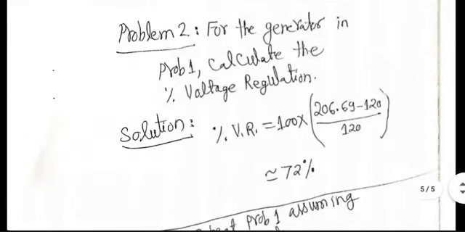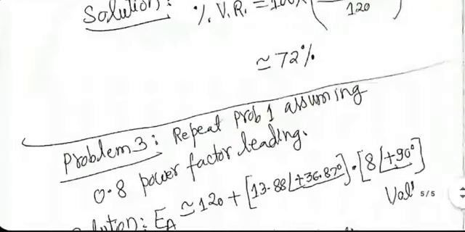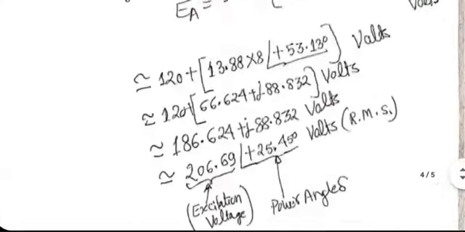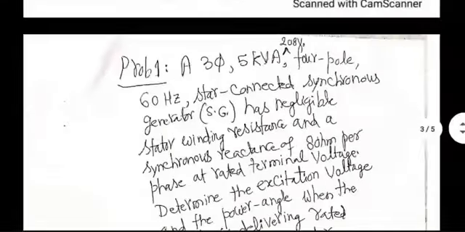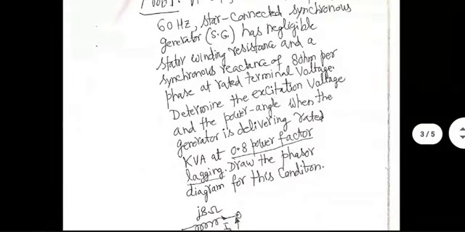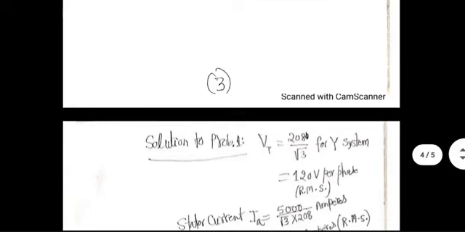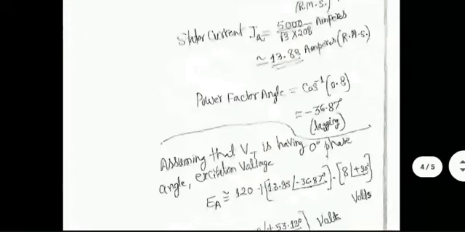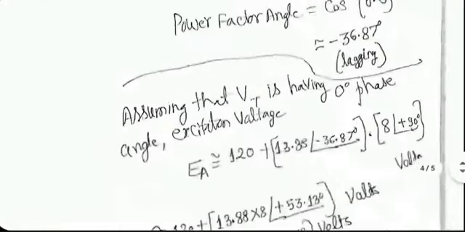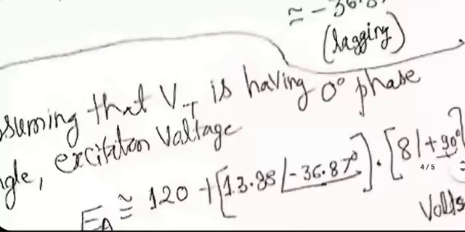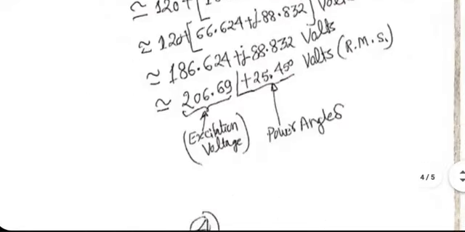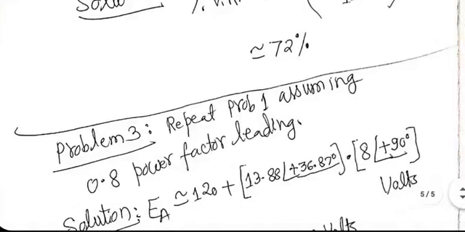So we got what we got, okay? Repeat problem one, assuming 0.8 power factor leading. Now, suppose everything is repeated with leading power factor. What will happen? A lot of things will be unchanged. The only difference that you will see is that the value of IA will have a phase angle of plus 36.87 degrees, not minus 36.87 degrees. So with that change, repeat the calculations. This is what I've done here.